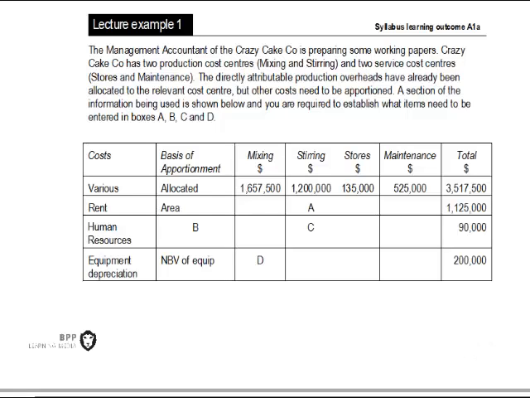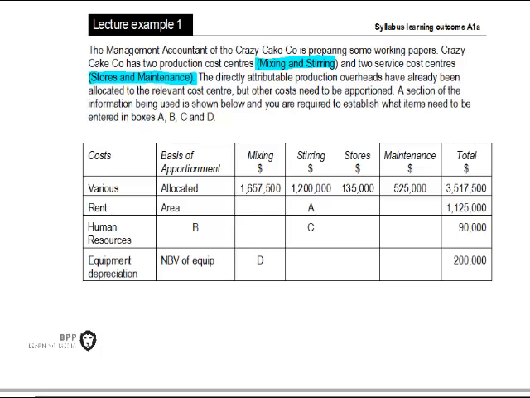In lecture example 1, we're going to look at allocation and apportionment. Let's have a look at the scenario. The management accountant of the Crazy Cake Company is preparing some working papers. Now they've got two production cost centres, mixing and stirring, and two service cost centres, stores and maintenance. The directly attributable production overheads have already been allocated to the relevant cost centre, but other costs need to be apportioned. A section of the information being used is shown below, and you're required to establish what items need to be entered in the boxes A, B, C and D.